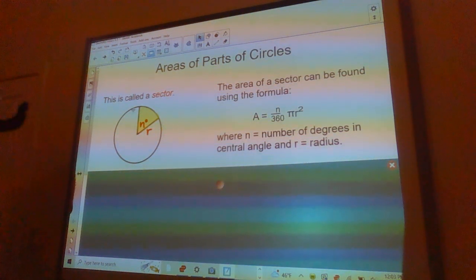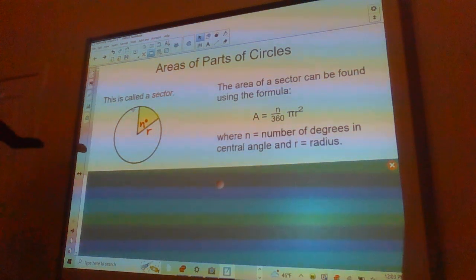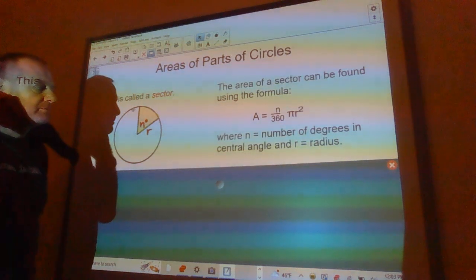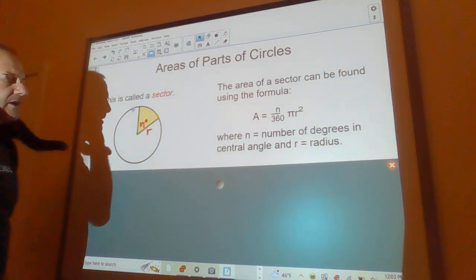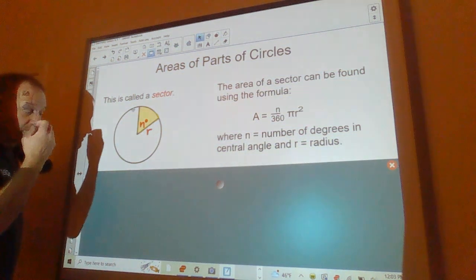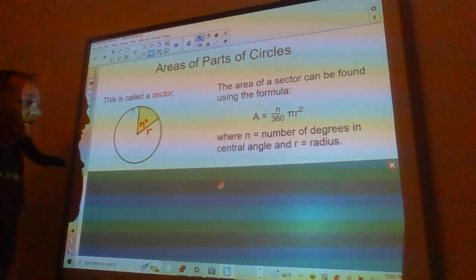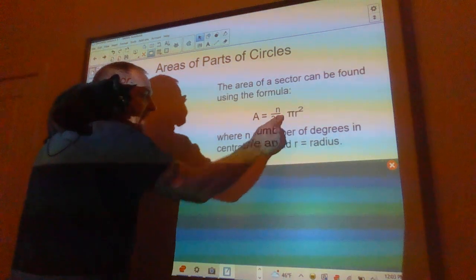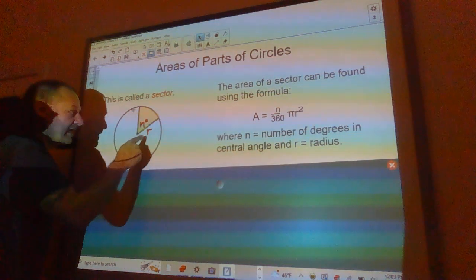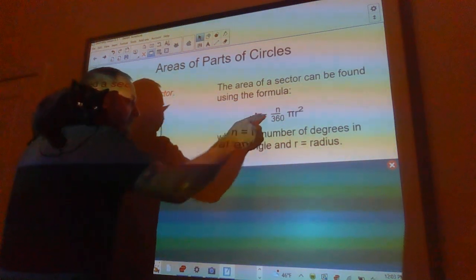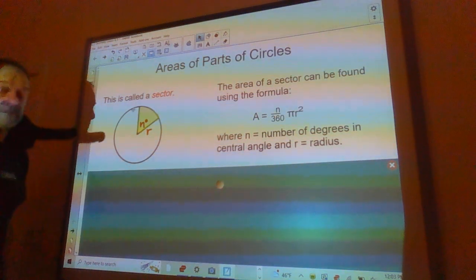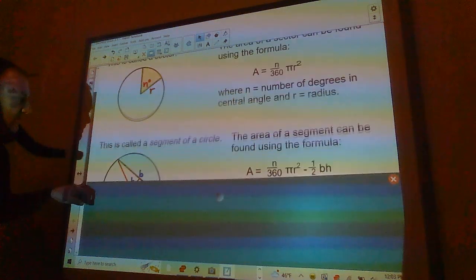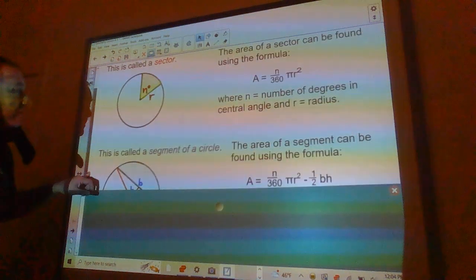Now, the area of a sector can be found using the formula A equals N divided by 360 times pi r squared, where N is the number of degrees in the central angle and r is the radius. So essentially, this part finds the area of the entire circle, and then N out of 360 just gives you the fraction of the circle that you want. So it's pretty simple to do. That's called a sector.